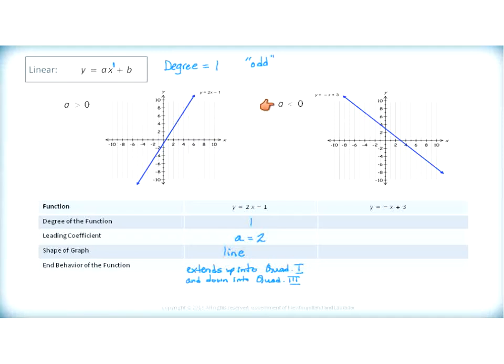For the other linear function, y equals negative x plus 3, the leading coefficient is less than 0. So we say that the degree of the function is again 1, because x is to the power of 1. The leading coefficient is a equals negative 1. The graph is again a straight line, but this time because the leading coefficient is negative, the line slants upward to the left. To describe the end behavior of the function, we say that it extends up into quadrant 2 and down into quadrant 4.